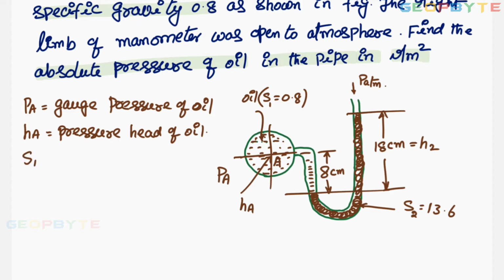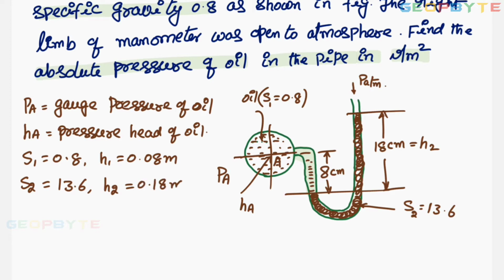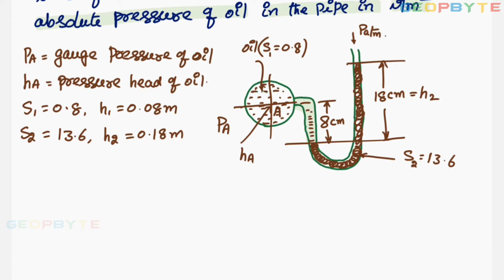Look at the H1. This is my H1. Now S1 equal to 0.8, H1 equal to 8 centimeters, 0.08 meters. Directly I wrote in meters. Similarly, S2 equal to 13.6. Height of that mercury equal to 18 centimeters divided by 100 equal to 0.18 meters. Directly I wrote in meters.